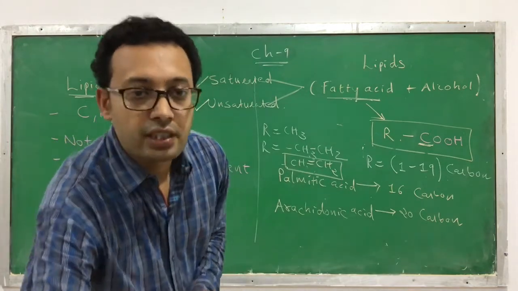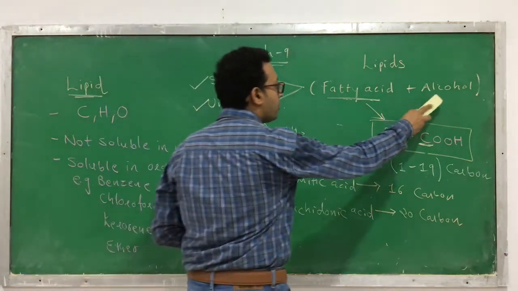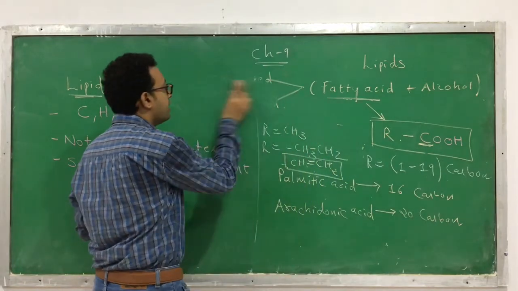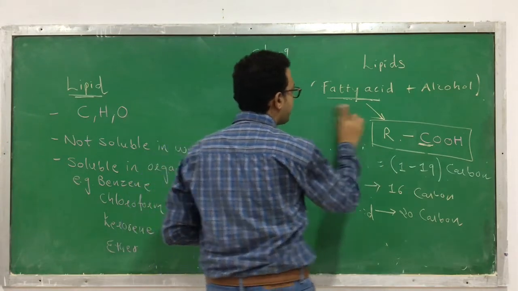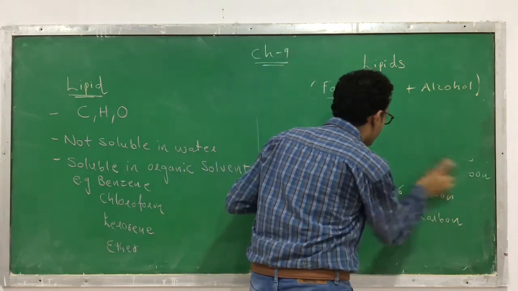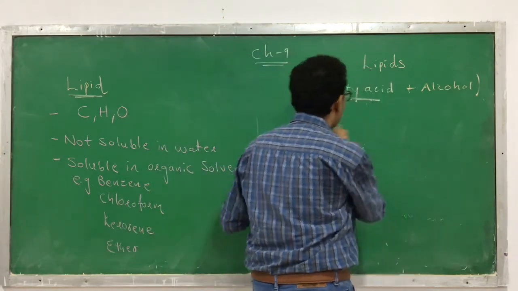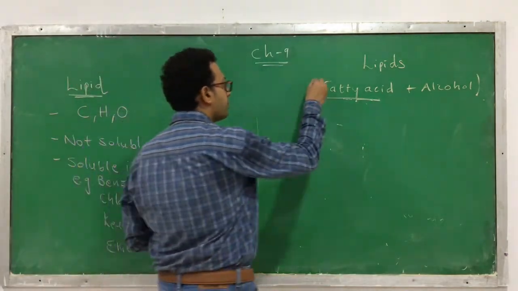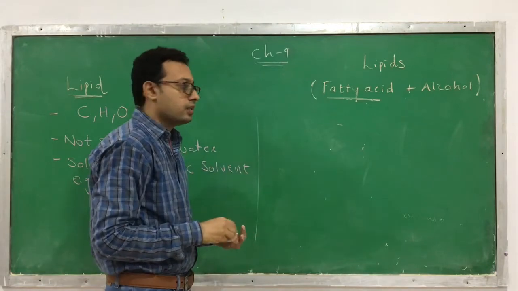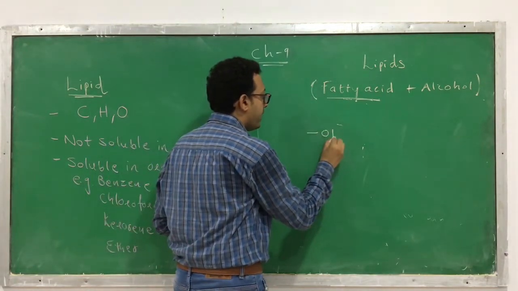Another component you can find in a lipid is an alcohol. This is the other component, because a lipid contains fatty acid and alcohol. We have discussed fatty acid. Now we are discussing alcohol. Alcohol means it contains the OH functional group, OH. So this functional group is present.